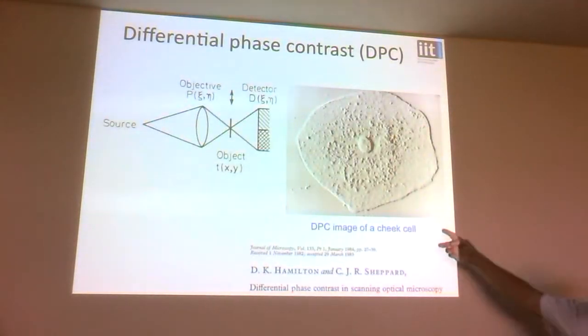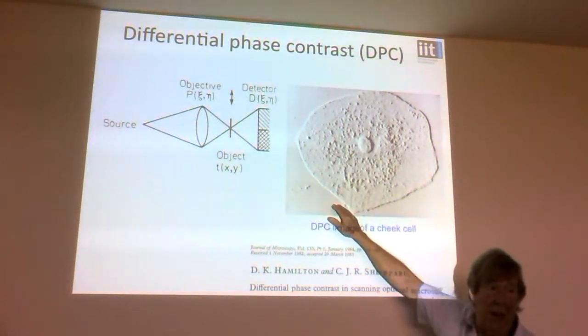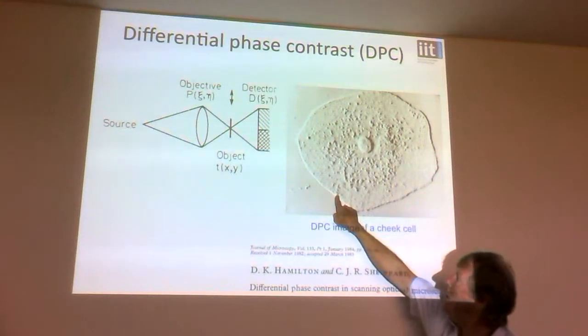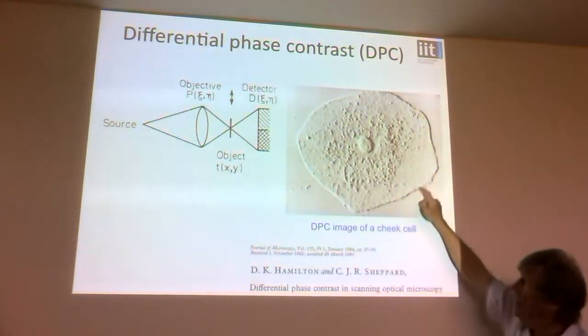So this is an example of a cheek cell taken with that sort of system. So you can see it gives this nice image, a bit like DIC. It shows phase gradients, right? So bright where the phase is increasing, and dark where the phase is decreasing.